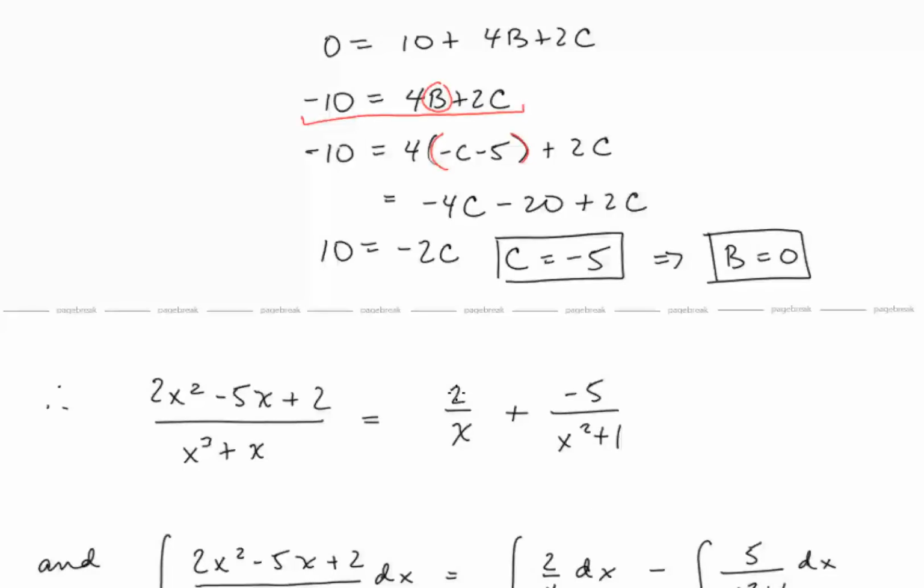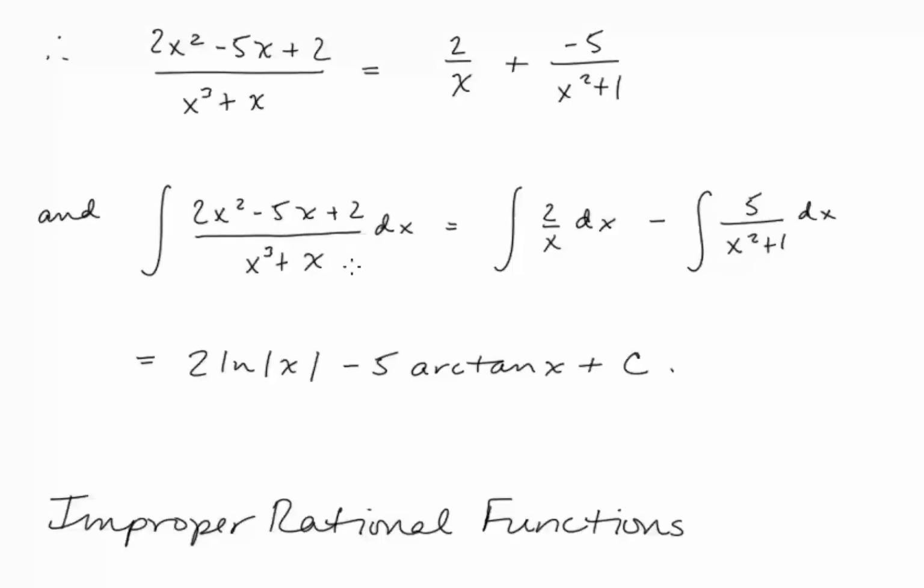So here we had A over x plus Bx plus C over x squared plus 1. B is equal to 0. That gives us a negative 5 over x squared plus 1 here. And A is equal to 2, so we have a 2 over x here. So now our original integral can be written as the sum of these two integrals. So we have 2 ln absolute x minus 5 arctan of x plus a constant.